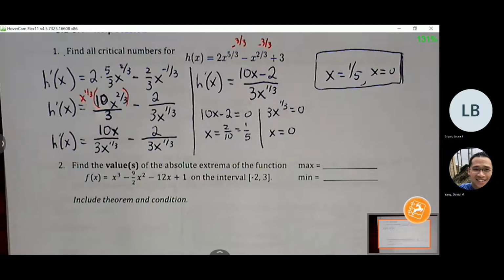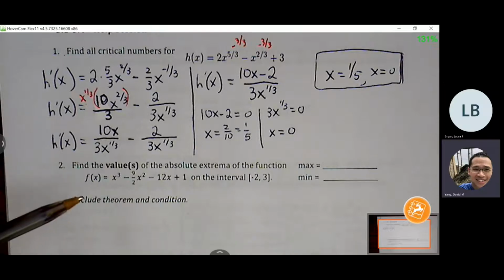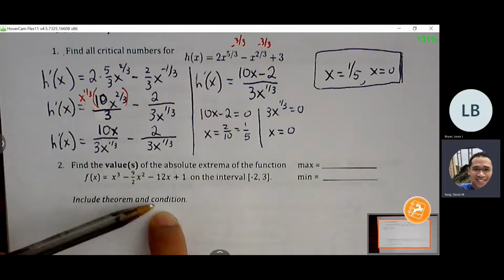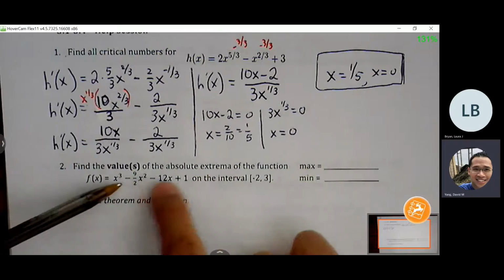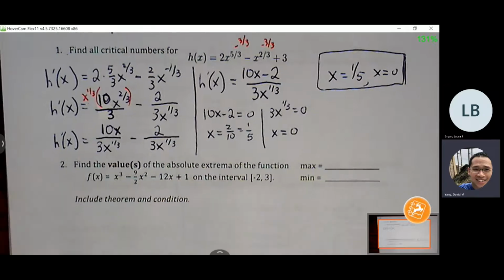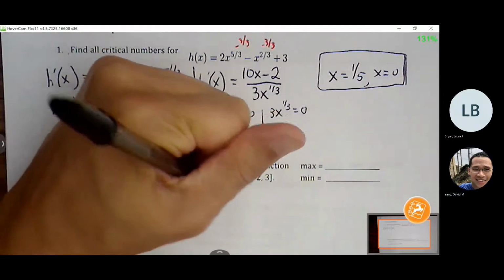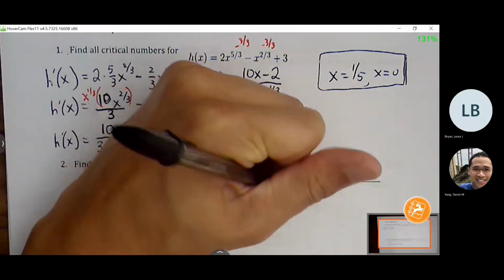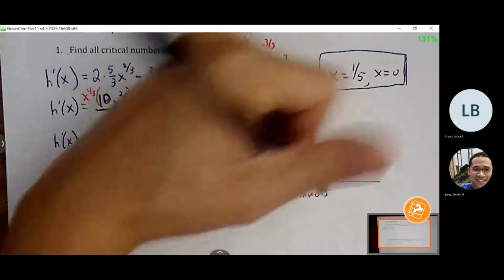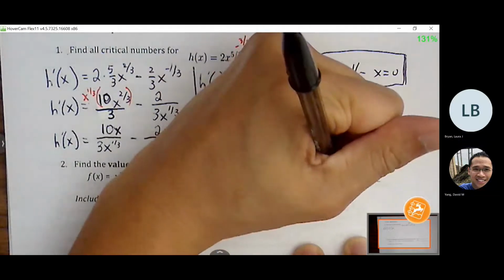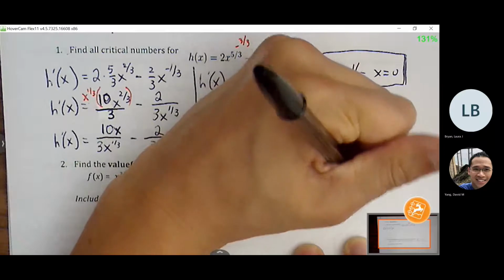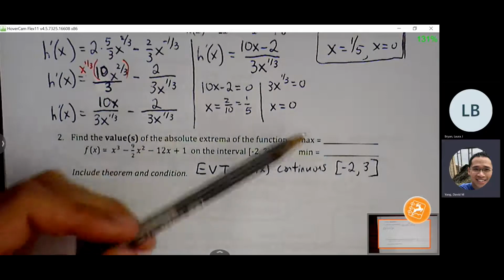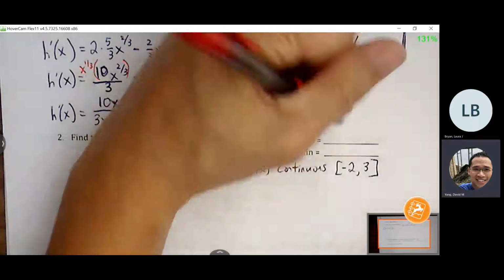Questions there? Okay, number 2, find the values of absolute extrema. So this is extreme value theorem. And there's one condition, right? It's that we have a polynomial and it needs to be continuous on the closed interval. So if I want to find the absolute max and absolute min, we care only about the y values.